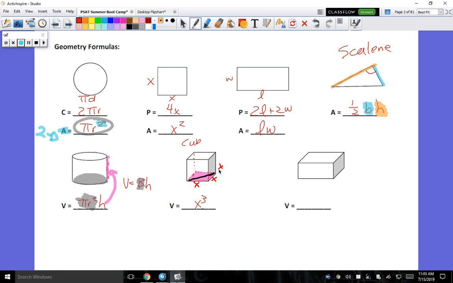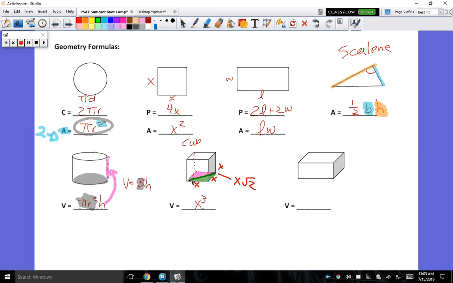X root 2. Nice. This would be x root 2 because the base is a right triangle. It's a special right triangle of x, x, x root 2, otherwise a 45, 45, 90 triangle.